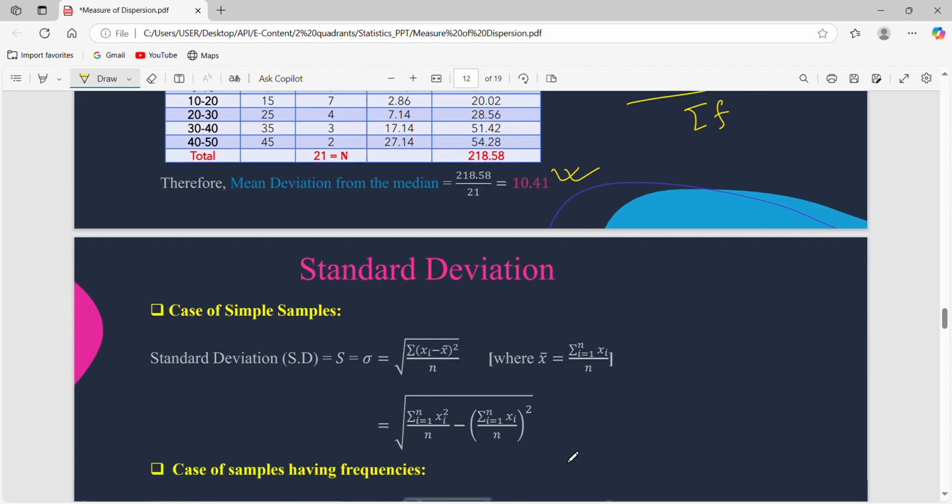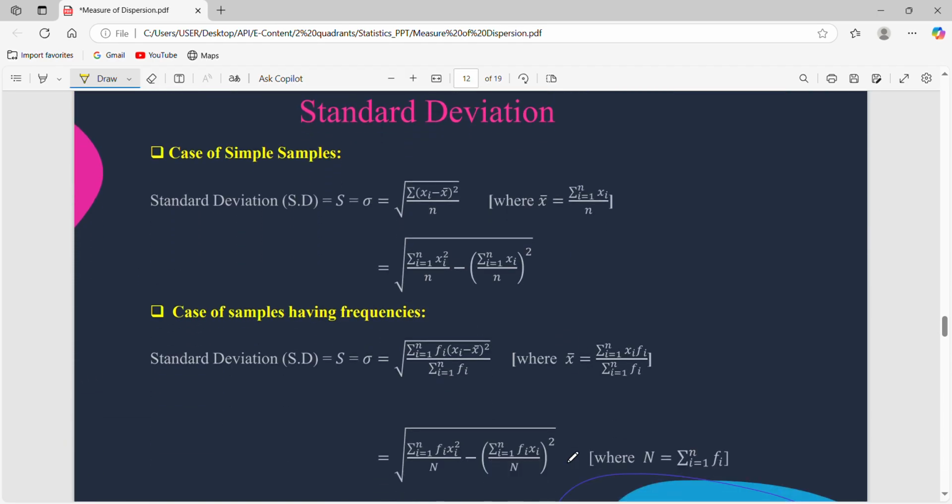Next is standard deviation. We have two types of standard deviation, one in case of a simple sample, another in case of a sample having frequency. This is the formula, denoted by sigma: the root of the summation from i equal to 1 to n of xi squared by n, minus the summation of xi by n, whole squared. With frequency, here we add the frequency: the summation of fi xi squared by N, minus the summation of fi xi by N, whole squared. Keep in mind that small n is the number of observations, and here capital N is the sum of frequency.